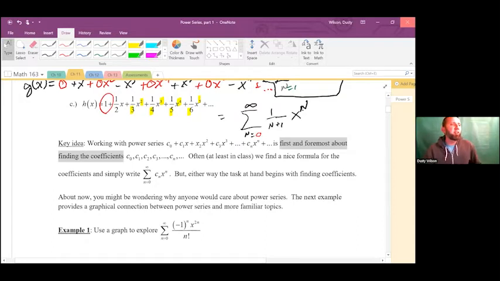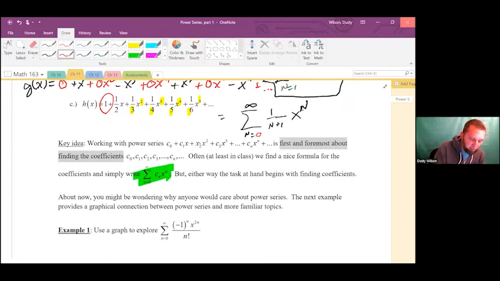So here's the key idea. Working with power series, and a power series has this form C0 plus C1x plus C2 x squared plus C3 x cubed plus dot dot dot Cn x^n plus dot dot dot, is first and foremost about finding the coefficients C0, C1, C2, C3, Cn, et cetera. Often, at least in this class, we can find some nice formula for the coefficients and simply write the pretty clean notation, the sum from n equals 0 to infinity of Cn x to the n. But either way, the task at hand begins with finding the coefficients.